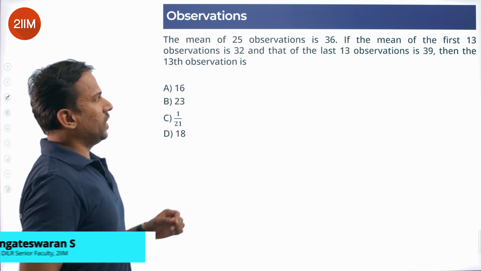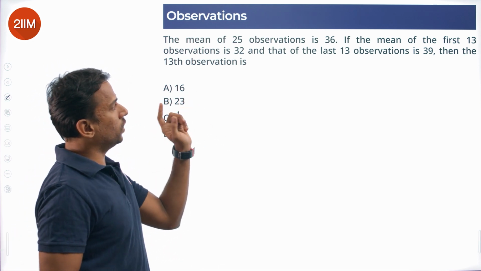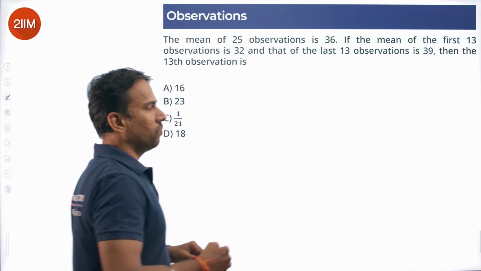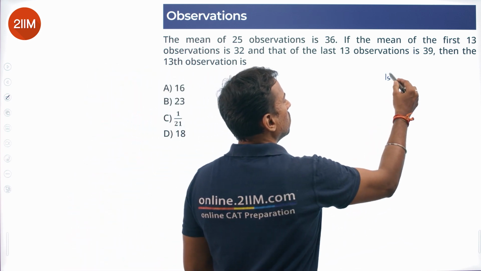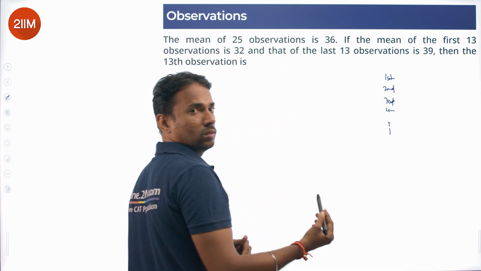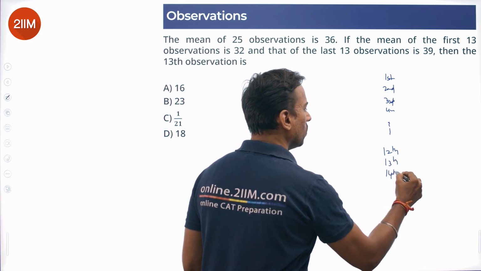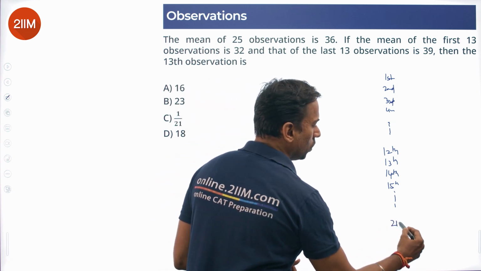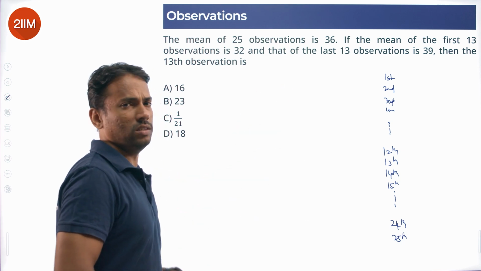Given the mean of 25 observations is 36, if the mean of the first 13 observations is 32 and that of the last 13 observations is 39. So you have totally 25 observations. So it's like first, second, third, fourth and so on. So we have 12th, 13th, 14th, 15th and so on. It goes till 23rd, 24th, 25th. So this is how you have the 25 observations.